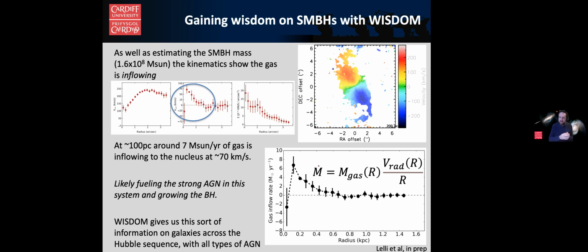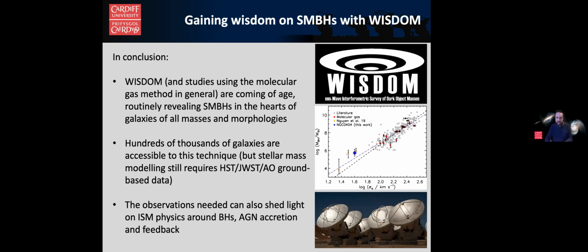So with this sort of data, we can get this sort of information on galaxies across the Hubble sequence with all types of AGN. Our sample covers jetted AGN, non-jetted Seyferts, and inactive galaxies as well. So we can compare these inflow properties that we detect, which are quite subtle and hard to detect without this sort of data. I imagine I'm just about out of time.